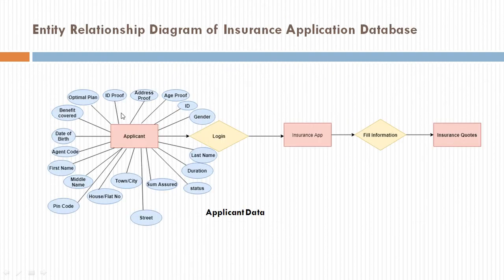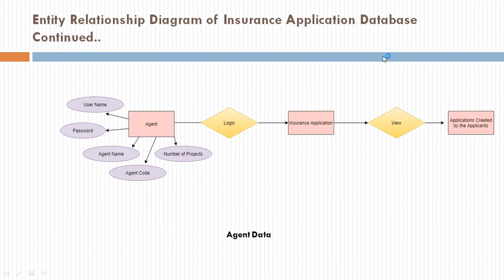So the applicant will log in, and he will fill in all the data, like his basic details, his sum assured, his ID proofs and age proofs, then his benefit covered, then his optimal plan, and the application. By the applicant logging into the insurance app, he will fill in the information, and insurance codes.